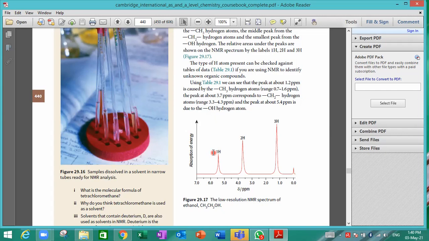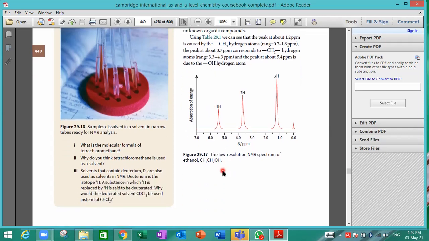Do you have a data booklet now? Yeah, Miss, it's already opened.